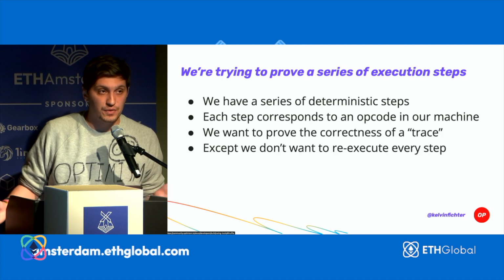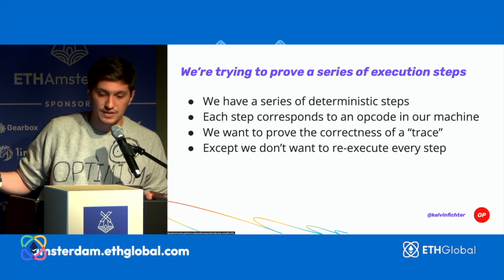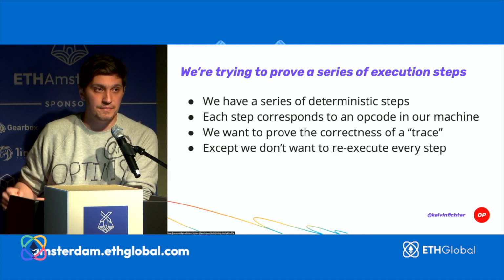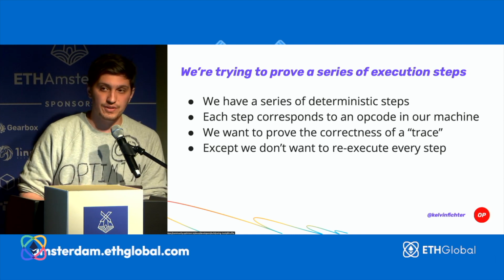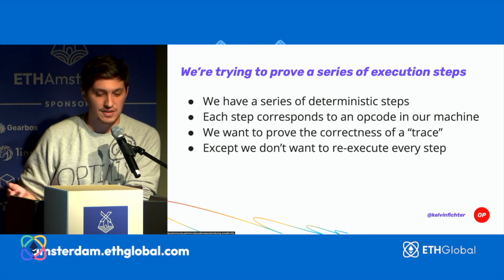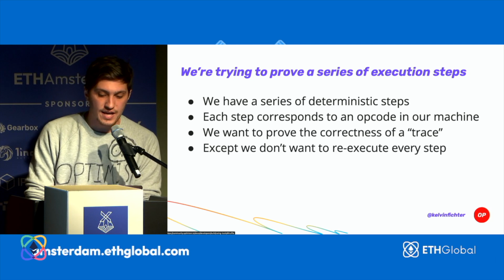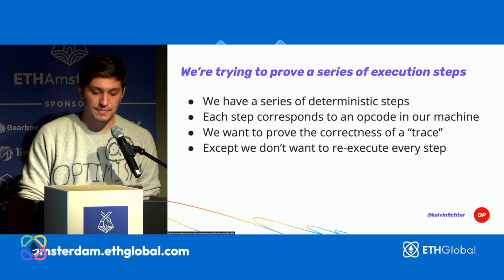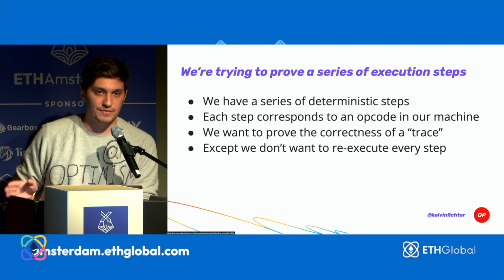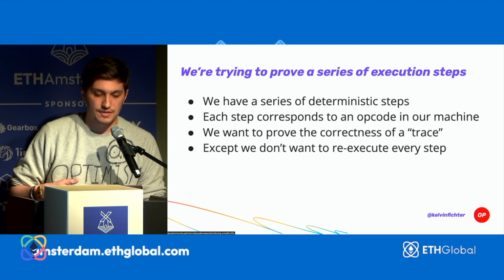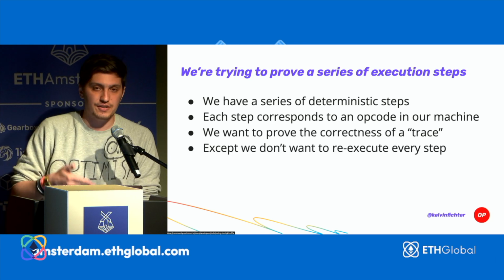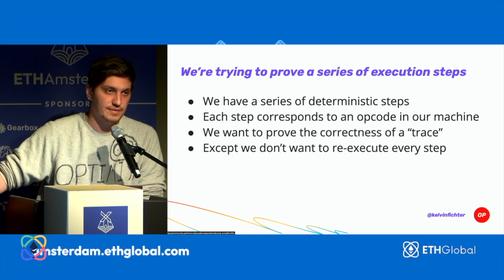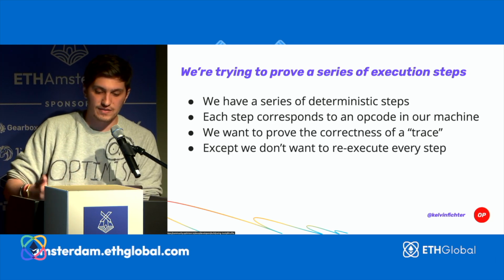The EVM is fully deterministic, right? So given a starting state and the EVM, everyone gets the same result. This is why this entire blockchain thing even works. And we want to prove that we ran, let's say, the EVM correctly. So we want to prove the correctness of this trace. You can just think about it as the list of execution steps. That's what I mean when I say a trace. Just the list of things that happened.